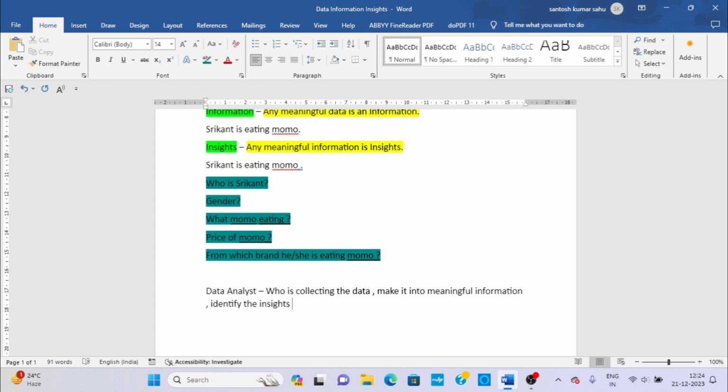A data analyst is a person who collects the data, makes it into meaningful information, and converts it into insight, or identifies the insights, so that from those meaningful insights an organization will take steps to make the business profitable.